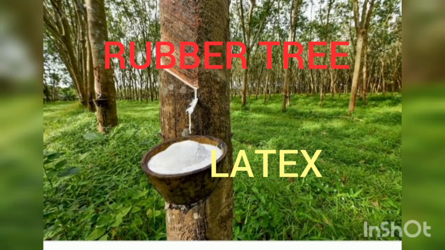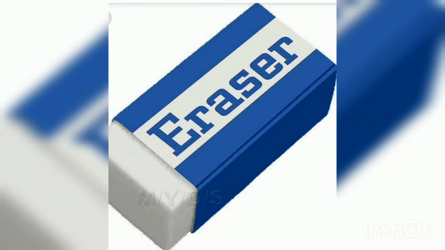Then from that collected latex, what are we making? Things like toys, tires, erasers, pipes, etc. All these things we are making from rubber. Okay children, this is the eraser. The spelling is E-R-A-S-E-R, eraser.